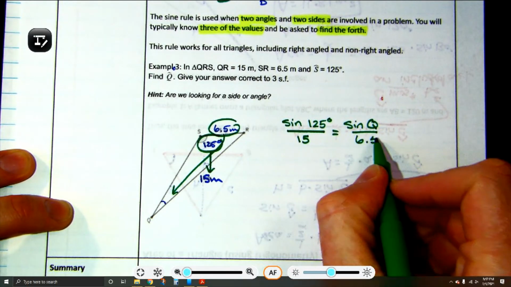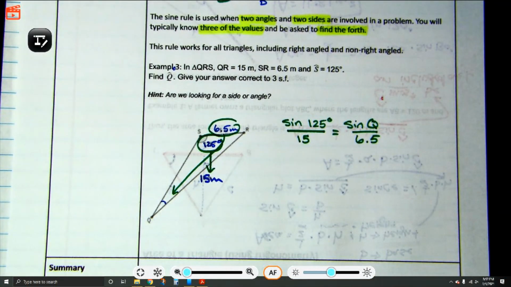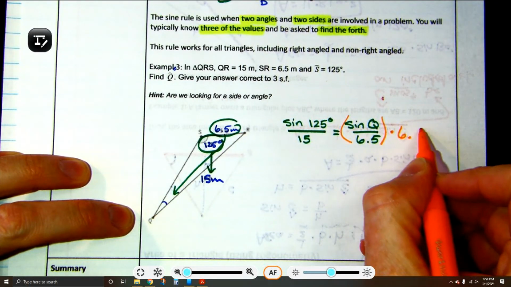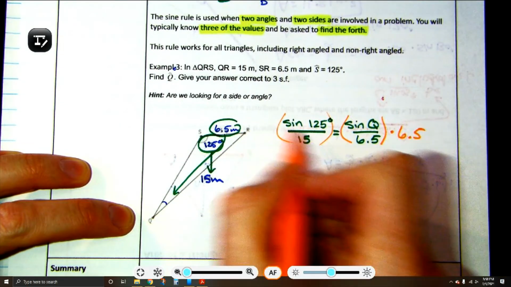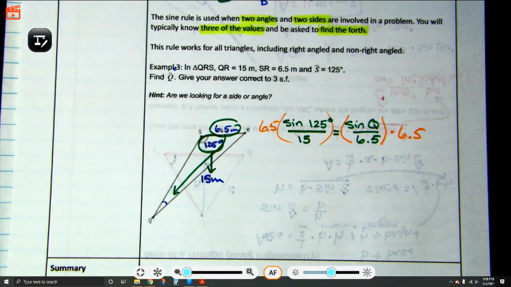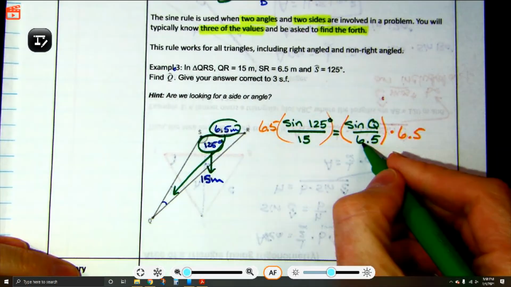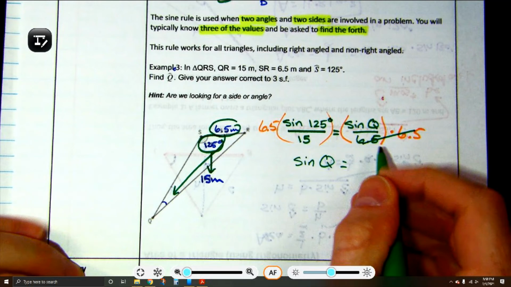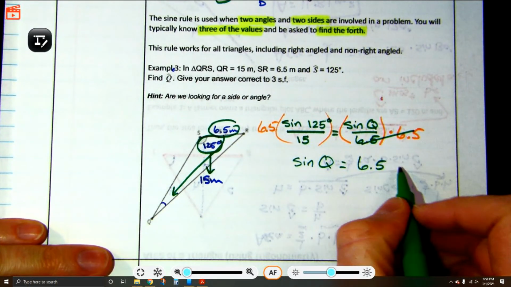Now you might be thinking, well, how do I solve this now? Well, I've got to get Q isolated. We have to get Q isolated. So the first thing I would do is just multiply both sides by 6.5. Multiply this side by 6.5, and multiply this side by 6.5. Okay, so this cancels out. So I'm going to rearrange this a little bit. So sine of Q equals 6.5 times the sine of 125 degrees over 15.